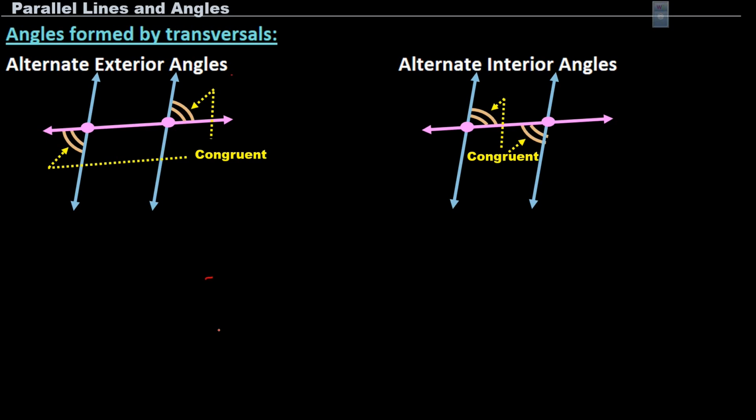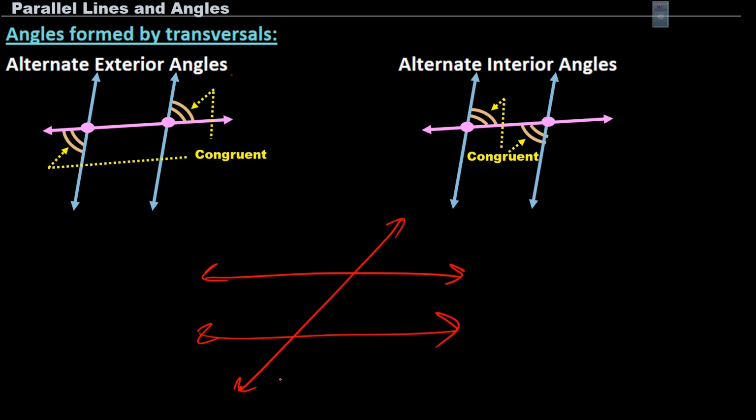Now, if we flip our parallel lines and we go sideways with them instead of up and down, and we have a transversal that's going through, the same statement is still true. These angles are alternate exterior angles, and they're still congruent to each other.